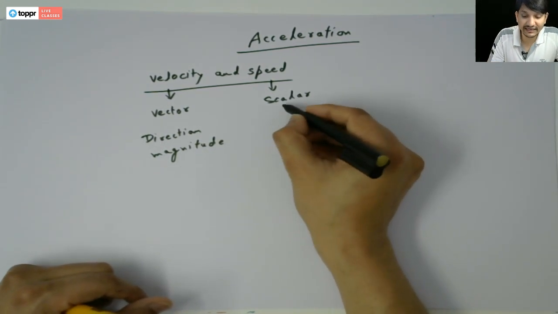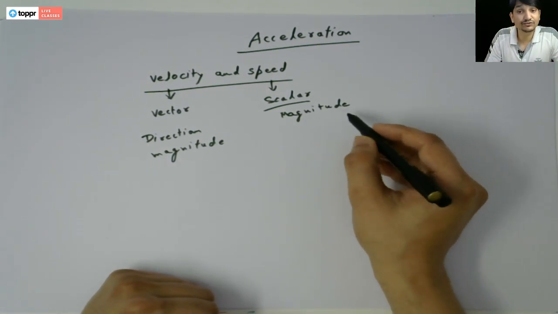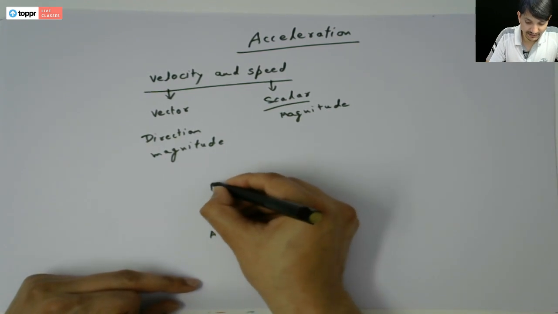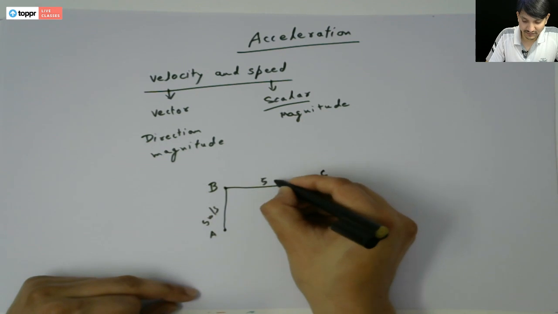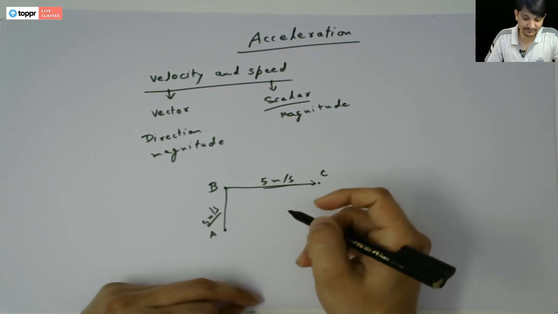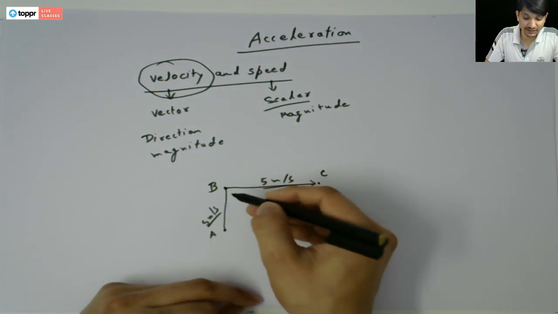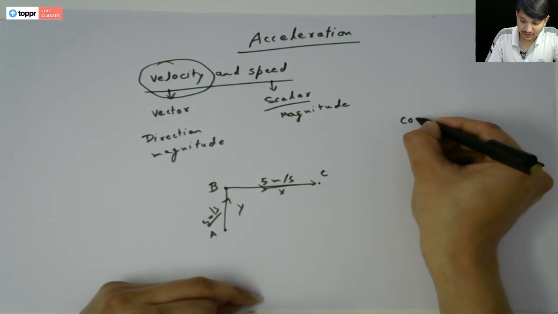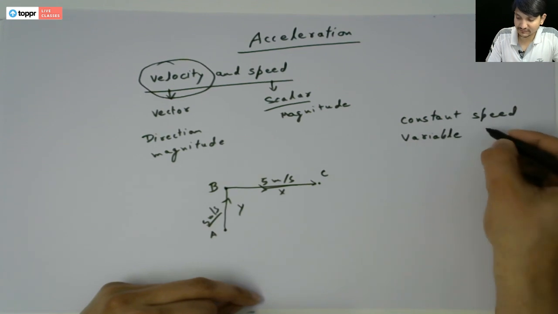And speed, being a scalar quantity, only has magnitude, while it has no direction, or its direction is not important. So if we are moving from A to B and then to C with 5 meters per second constantly, we would say the speed is constant, because the magnitude has remained the same, but the velocity is not the same, because earlier it was moving in the y direction, now it is moving in the x direction. So velocity has changed, so we can say constant speed but variable velocity.